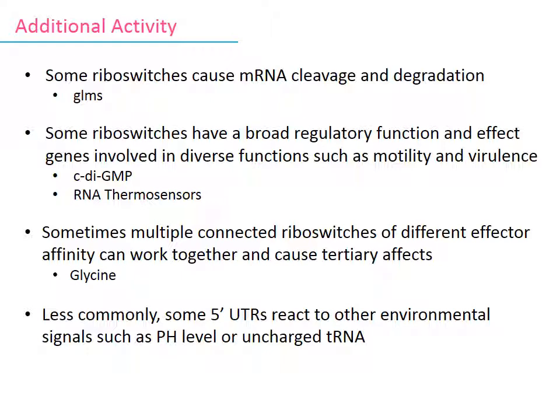Sometimes a riboswitch will be responsive to more than one effector molecule. Such as the glycine riboswitch, where 2 molecules are needed for the riboswitch to regulate the gene. Sometimes other environmental signals, such as pH level or temperature, can affect a riboswitch and work in tandem with effector binding.